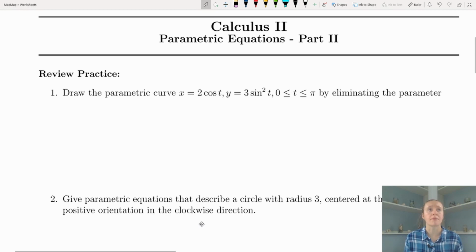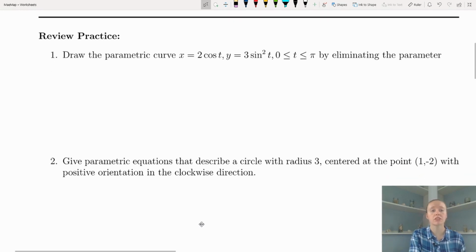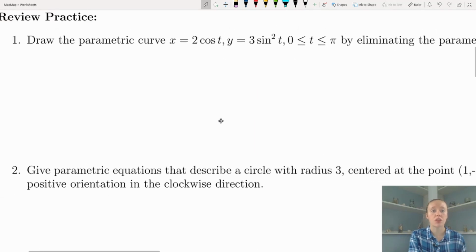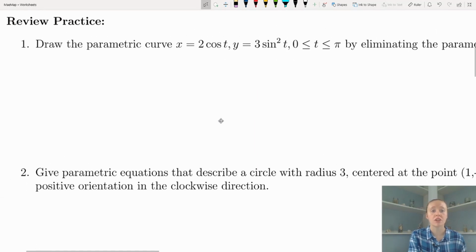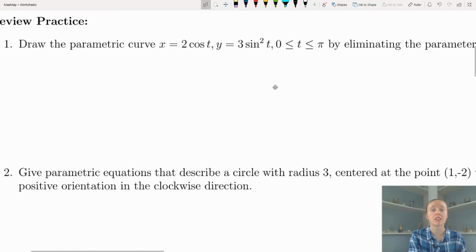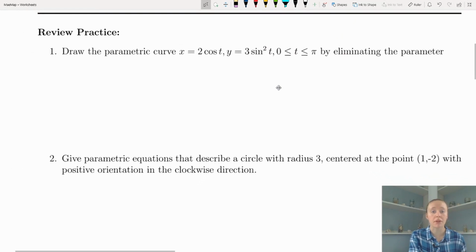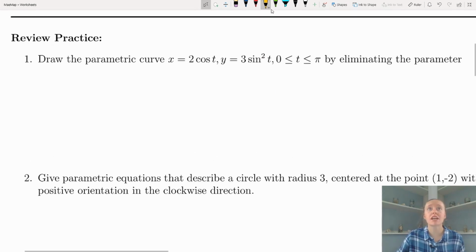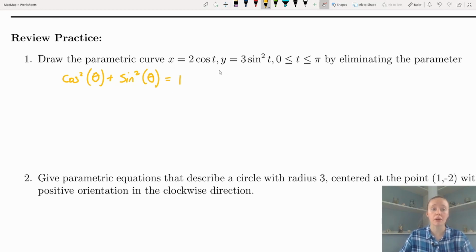So the first review problem, we're going to draw the parametric curve x equals 2 cosine of t and y equals 3 sine squared of t for 0 is less than or equal to t, which is less than or equal to pi, by eliminating that parameter. Now remember, when dealing with sine and cosine, we want to use that nice Pythagorean identity, that the cosine squared of theta plus sine squared of that same value is equal to 1. So we're going to manipulate our parametric equations to get that identity.